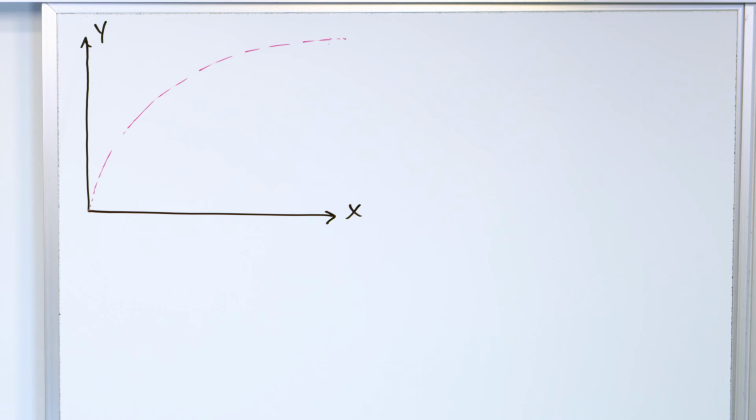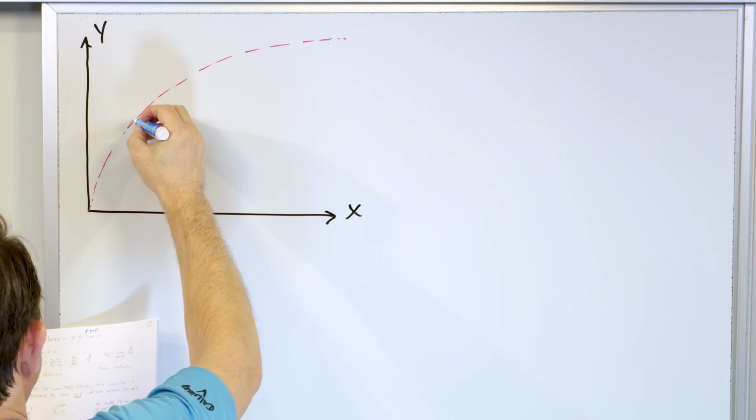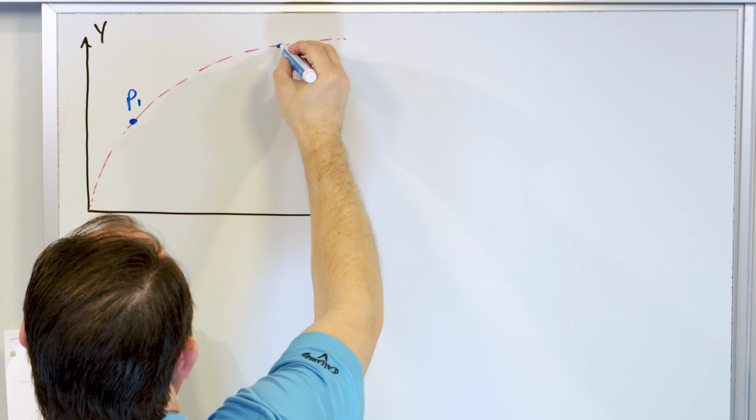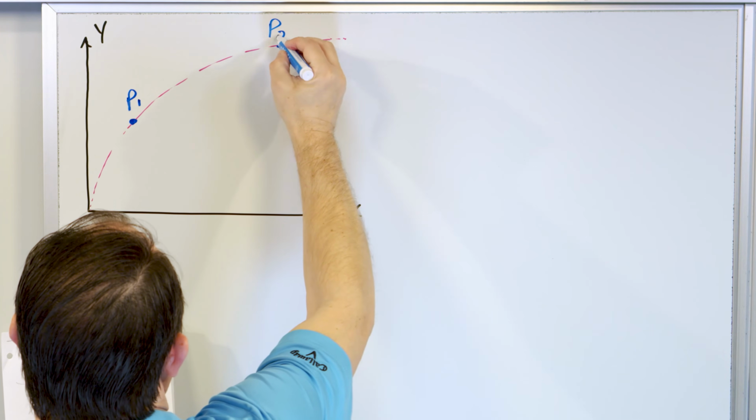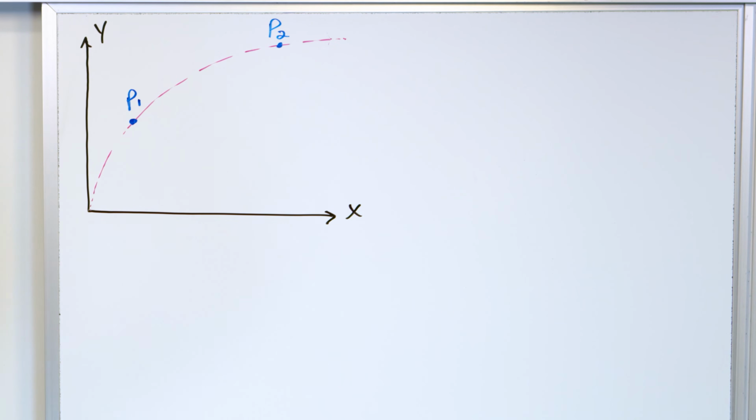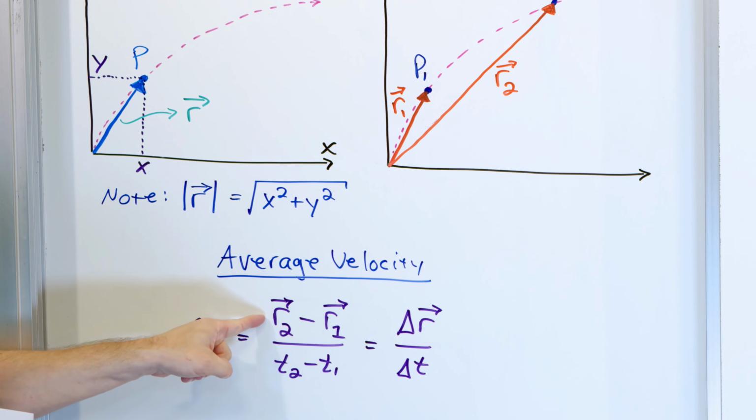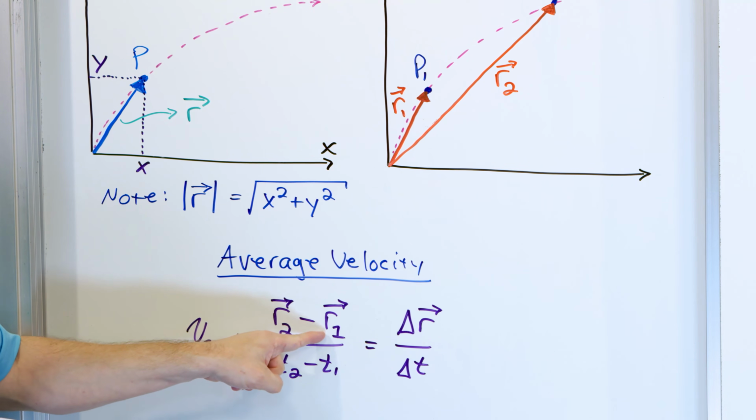All right, so here in the beginning, we have position P1. Let me draw that right here. We're going to call this P1. And then over here, we have P2. Nothing has really changed. P sub 2. All right? So what we want to do to find the average velocity is to take position vector number 2 minus position vector number 1.